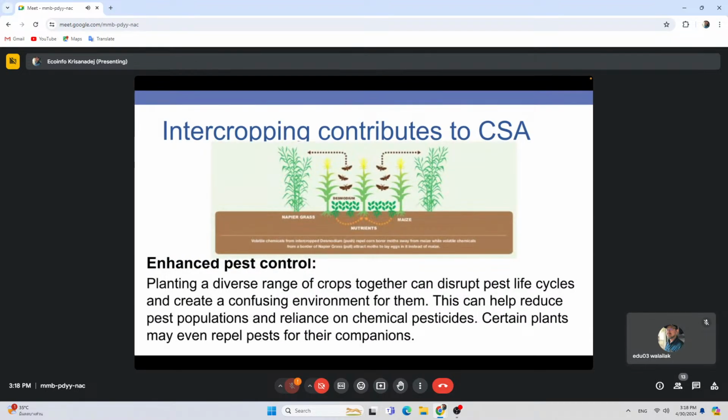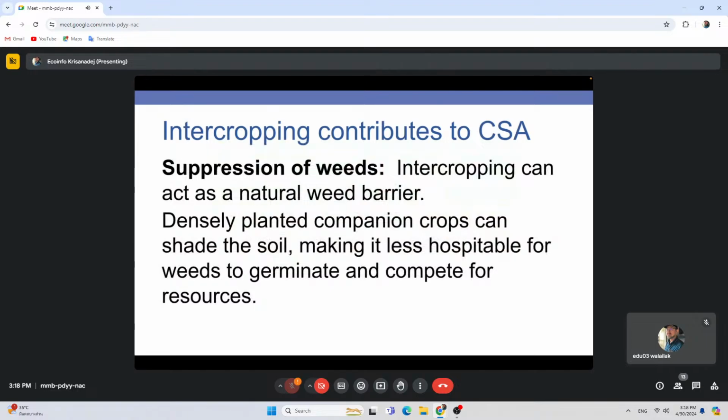This morning, she already told us the story about Napier grass, corn, and desmodium, the push and pull model. It enhances pest control. Next slide, please. It suppresses weeds, as a natural weed barrier. Next slide, please.